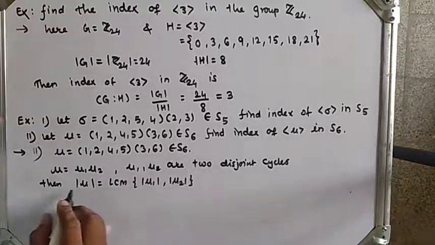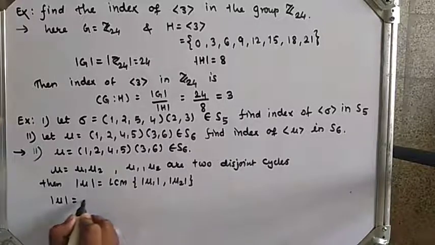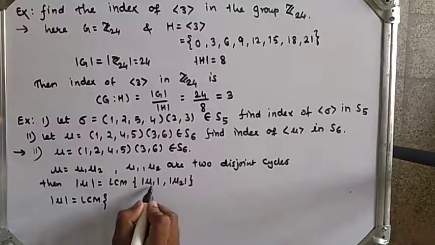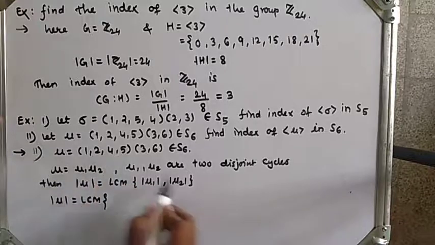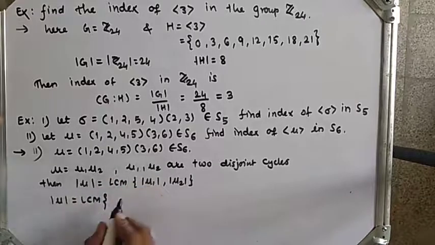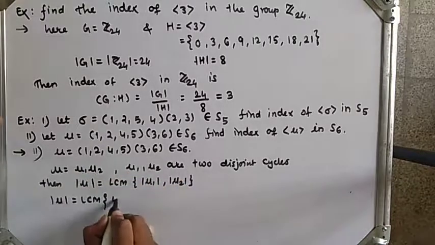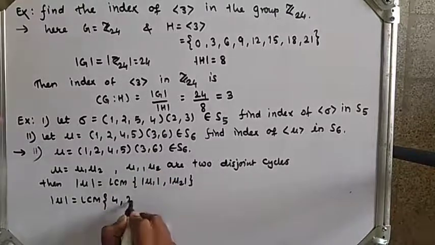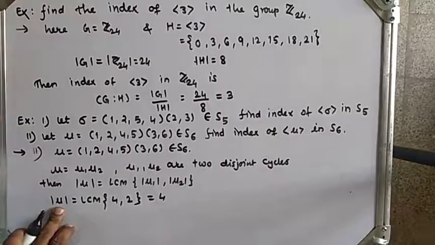So here, to find the order of mu, order of mu is equal to LCM of order of mu1 and order of mu2. Now mu1, which is the first cycle, has 4 elements and mu2, which is the second cycle, has 2 elements, and these two are disjoint. So order of mu1 is 4 and order of mu2 is 2. So LCM of 4 and 2 will be 4, means order of mu will be 4.